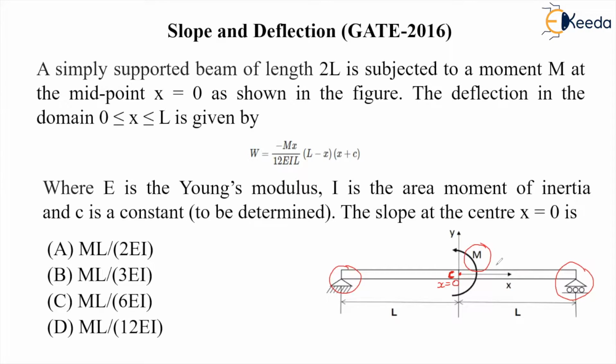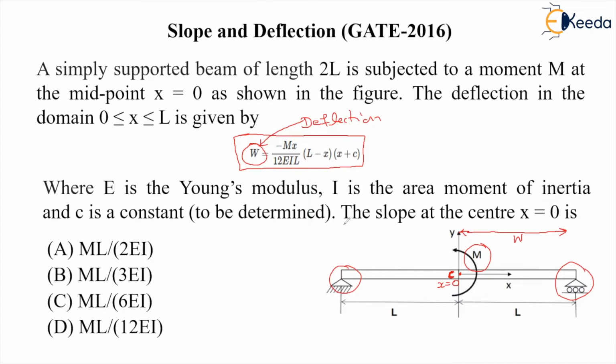The deflection in the domain between 0 and L is given by this equation. Here W means the deflection. In this domain, which I am marking with red, the deflection is given as W. And E and I are given as Young's modulus and moment of inertia.